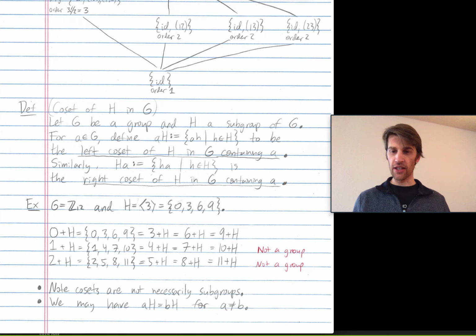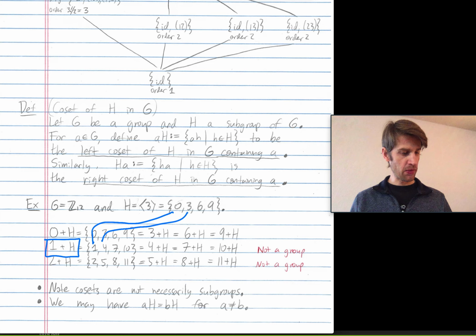Let's look at this coset 1 plus H. It's all things of the form 1 added to something in H. So 0 plus 1 gives me this 1 right here. 3 plus 1 gives me this 4 right here. 6 plus 1 gives me that 7. And 9 plus 1 gives me that 10.